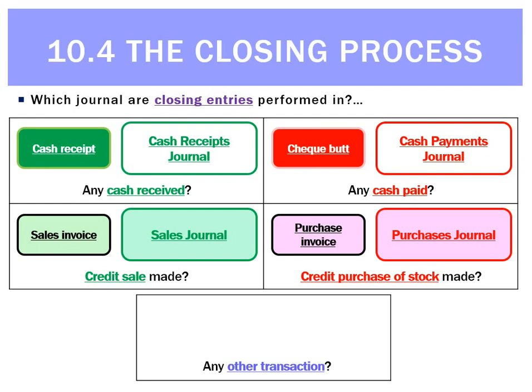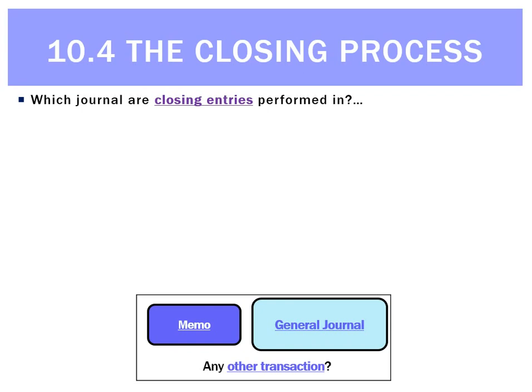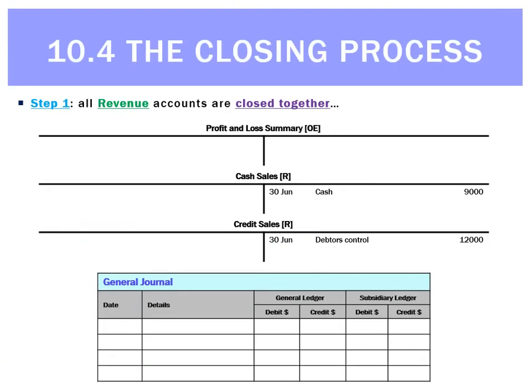So what we're going to do is close the ledgers, and that's going to have to get done in the general ledger. And the document we'll need to do that is a memo. So step one is we're going to close all revenue accounts. So you can see here we've got two revenues. We've got cash sales with a credit balance of 9,000 and credit sales with a credit balance of 12,000. We're going to need to reset their balances to zero.